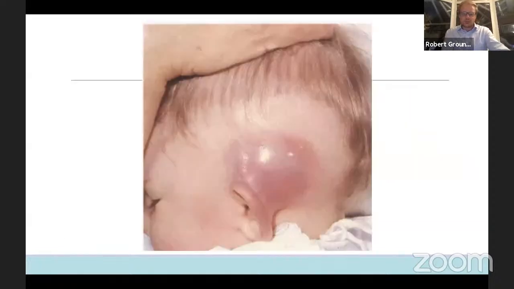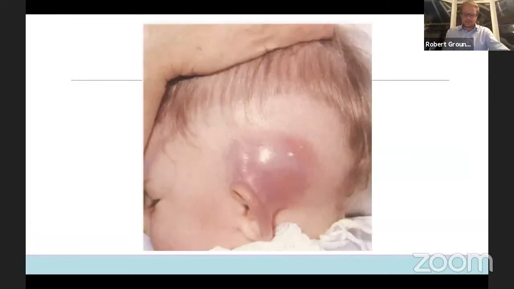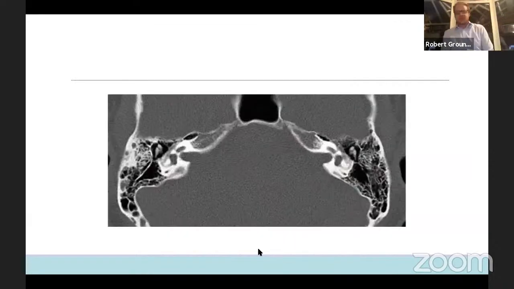In terms of management, so we've got a poor kid here, and we've seen their eardrum, and we'll get on to actually the next bit in a second. So this was actually just related to what I was saying a minute ago, thinking about the connection between the middle ear and the mastoid cells.